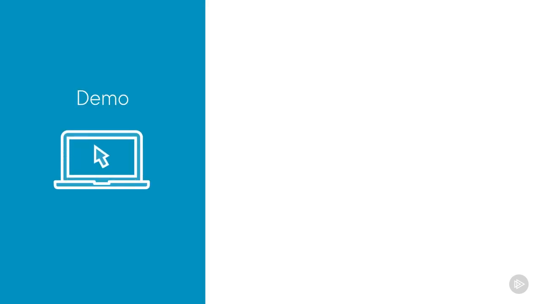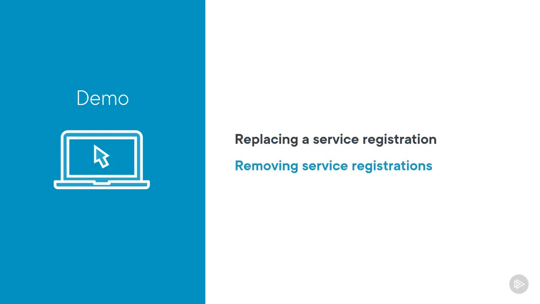Having studied the behavior of the Add and TryAdd methods, a scenario remains. What if we really do want to replace prior registrations? In this demo, you'll learn how to replace a service registration. I'll also demonstrate how to remove service registrations from the IServiceCollection.